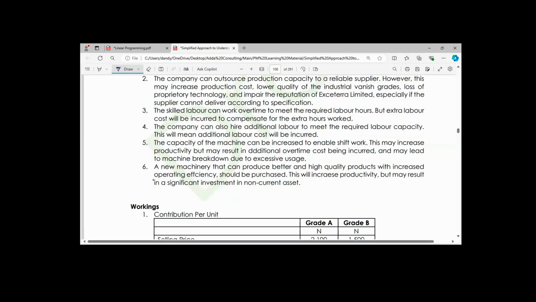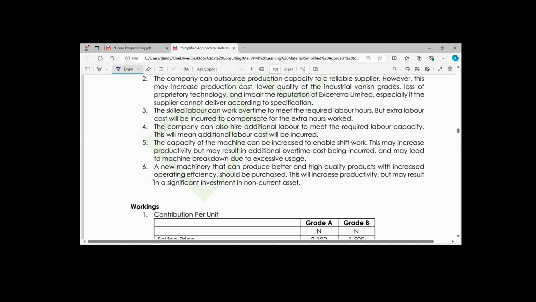Then the last point I made here is that new machinery that can produce better and high quality products with increased operating efficiency should be purchased. If there's a new technology or a new innovation in the market, it's better for the company to purchase the new machinery, which has the capacity to produce better and high quality products. This will enhance operating efficiency. Of course, if the company decides to buy the new machine, it will increase productivity, but will result in a significant investment in non-current assets.